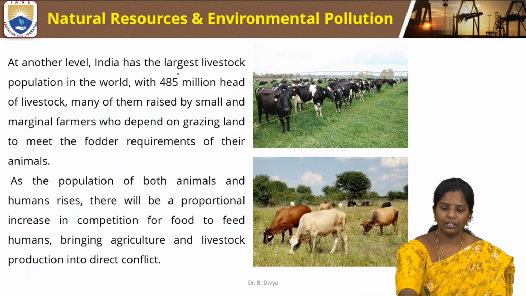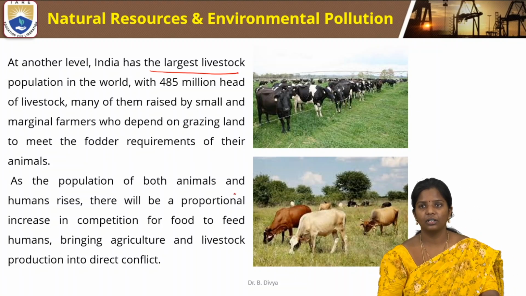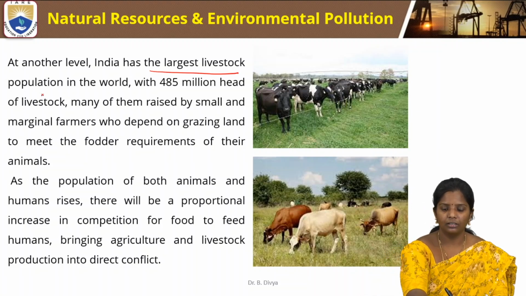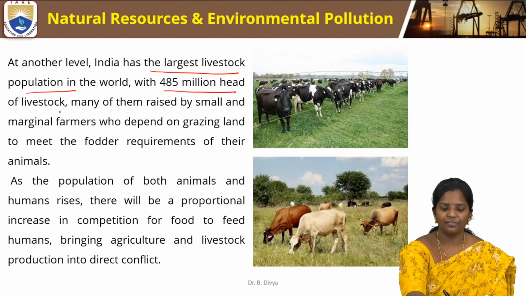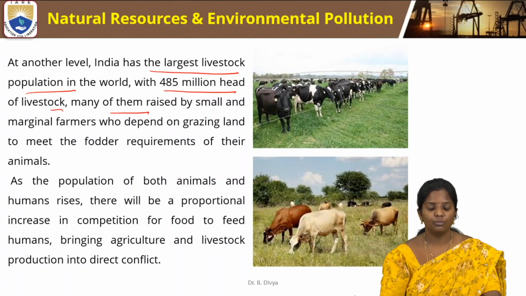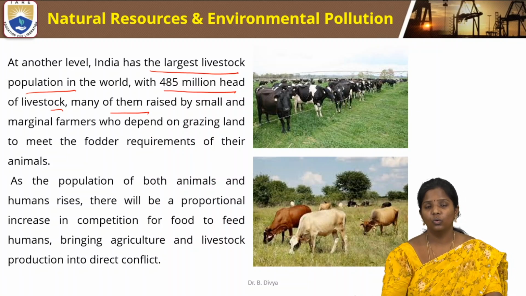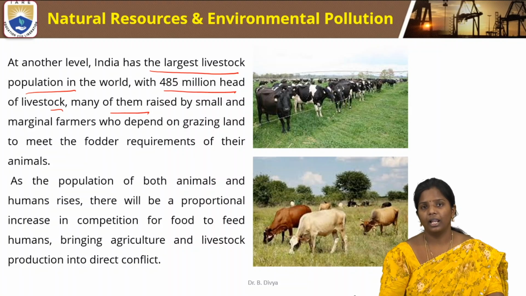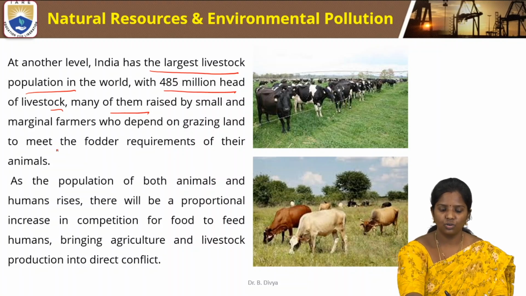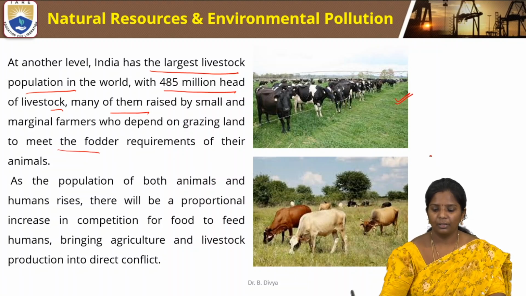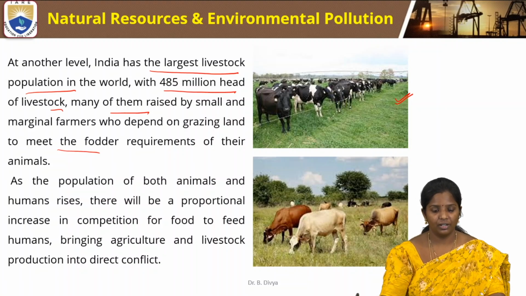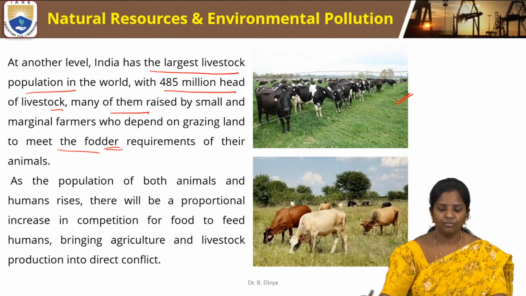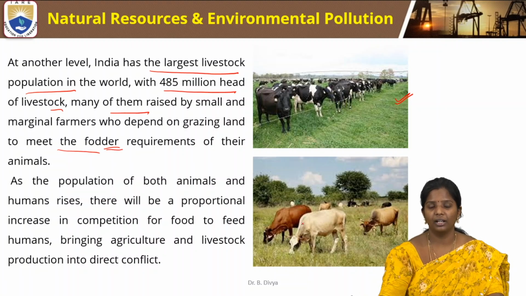So at another level, India has the largest livestock population in the world, with 485 million head of livestock. Livestock is the farming of animals, many of them raised by small and marginal farmers who generally depend on grazing on lands. It means they allow the animals to graze on land. So we have to provide them land that has to be available for the animals for grazing, so that meets the fodder requirements of their animals.